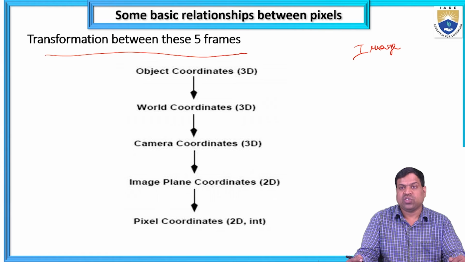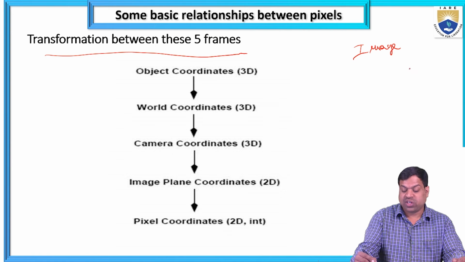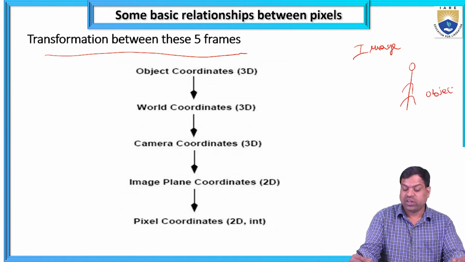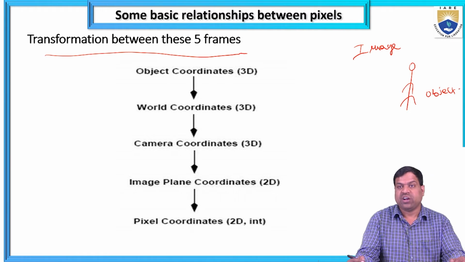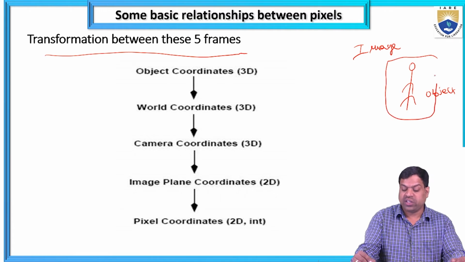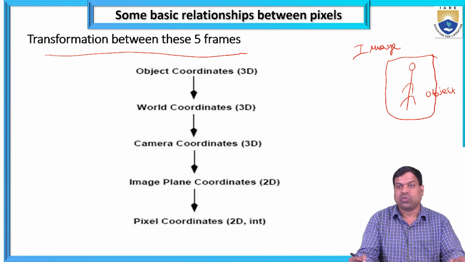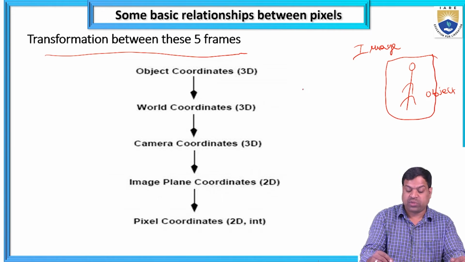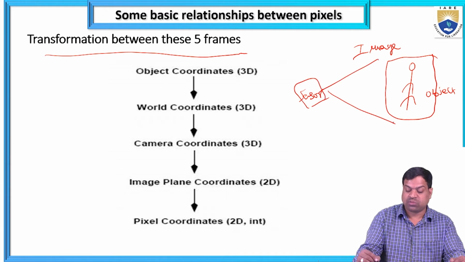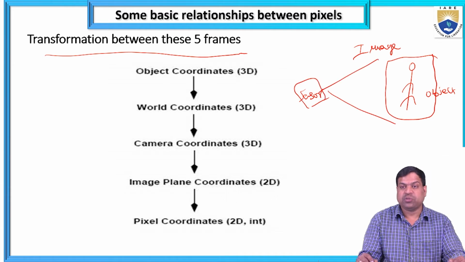The first one is object coordinates, which are 3D. The others are world coordinates and camera coordinates, then image plane coordinates and pixel coordinates, which are 2D. Suppose I take one person as an object. I consider this object as 3D in world coordinates, forming one frame with the world coordinate and camera coordinate. I use one sensor to capture this image, which gives the image plane coordinate.